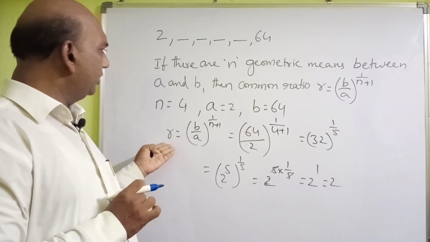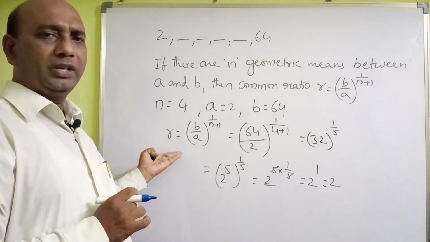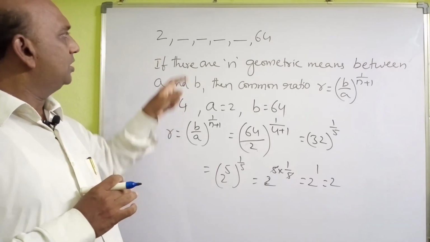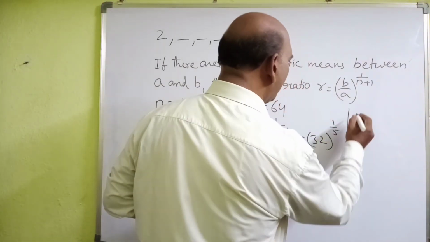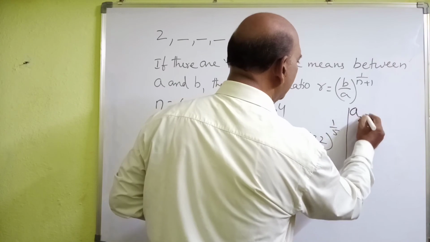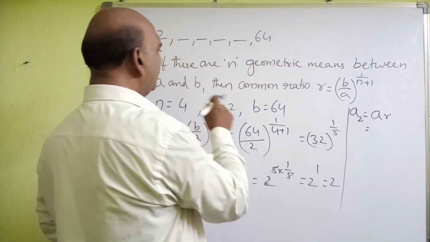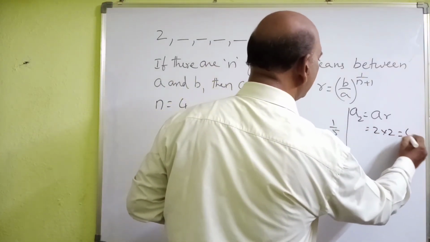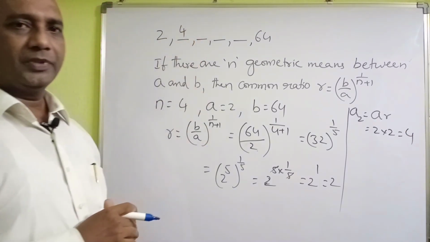After finding the common ratio, if we get the a value and r value in any progression, we can find any term of the progression. Suppose you want to find the second term, what is the second term general form? a2 is equal to ar. That is equal to a is given 2 into r is 2. That is equal to 4. So the missing second term is 4 here.